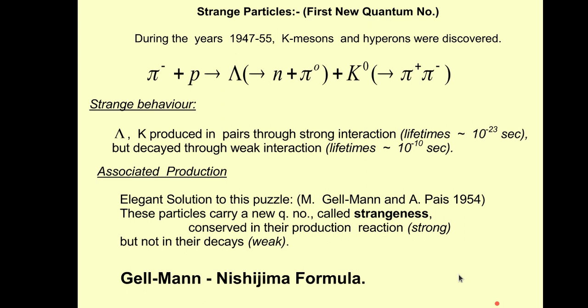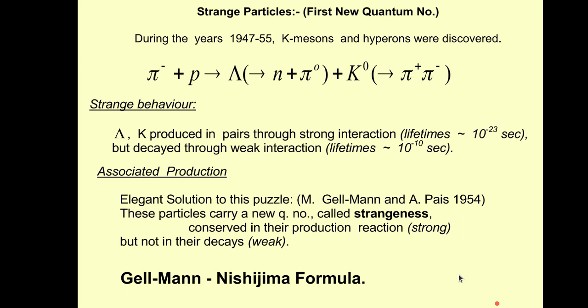So if you imagine a process occurring, what we are saying is pi minus colliding with p in a reaction. Probably this phenomenon was seen in cloud chamber experiments. Then what do they see? They see two V events, because you know that in such a detector only charged particles can be seen through their tracks. People call them V events, because lambda decays to a proton and pi minus, and K0 decays to pi plus pi minus.